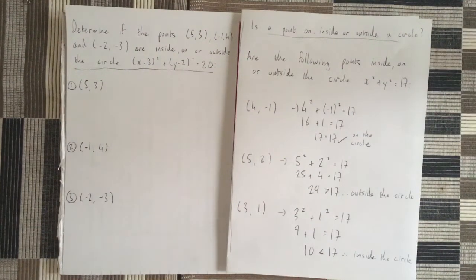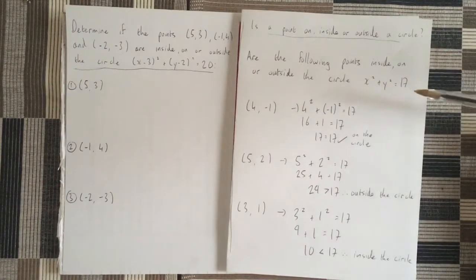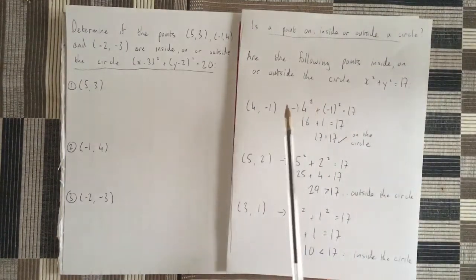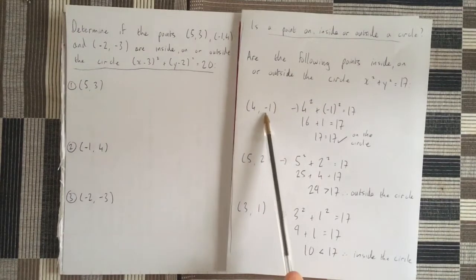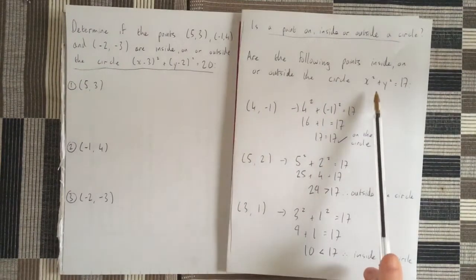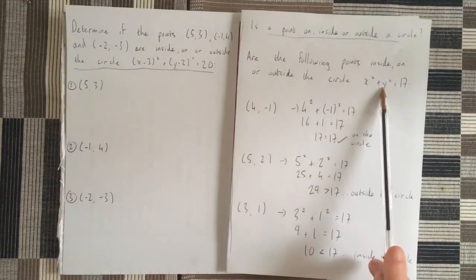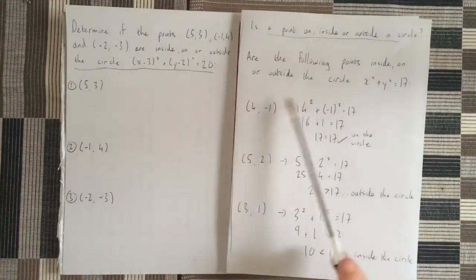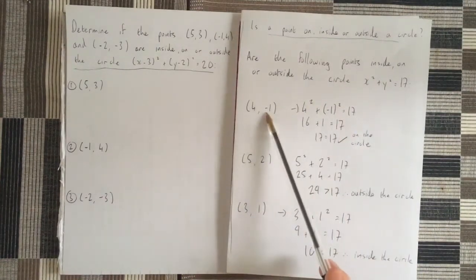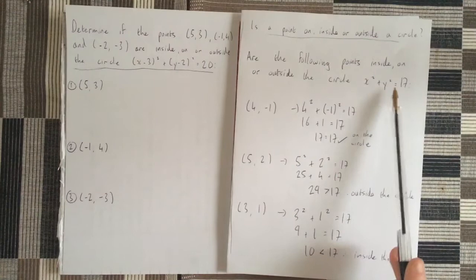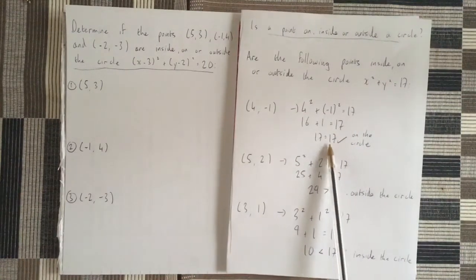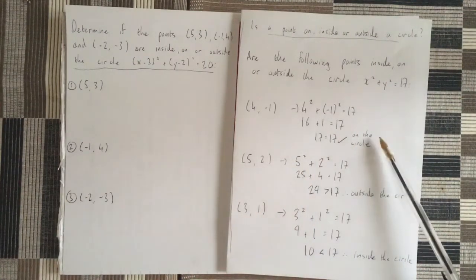All right, so I'm going to look at something that we've already looked at for 0, 0 circles. So we looked at whether or not a point is on, inside, or outside a circle. And if I was asked, is the point 4, minus 1 on, inside, or outside the circle x squared plus y squared equals 17, I subbed 4 in for x, I subbed minus 1 in for y. In this case, I got 17 equals 17. That meant it was on the circle.